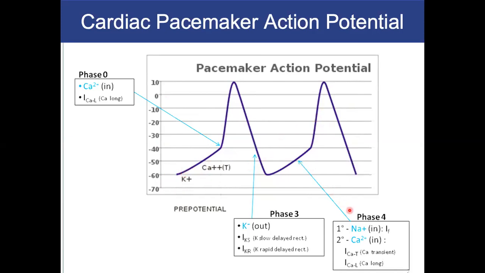So if you look at phase 4, it says first it's sodium coming in using these ion channels, and then calcium coming in using transient calcium ion channels, and then long calcium ion channels. So this first part of depolarization is sodium coming in, right? And then calcium comes in to bring it to threshold. And then what brings it to the peak of the action potential? It's actually calcium. And so they're the long calcium channels.